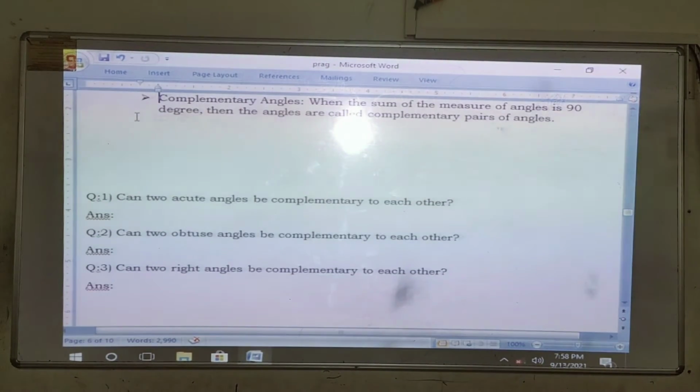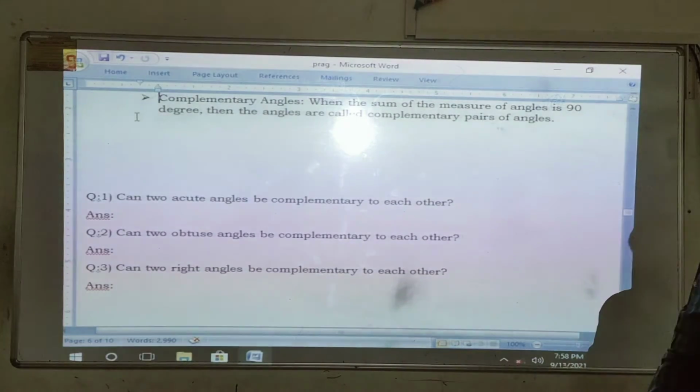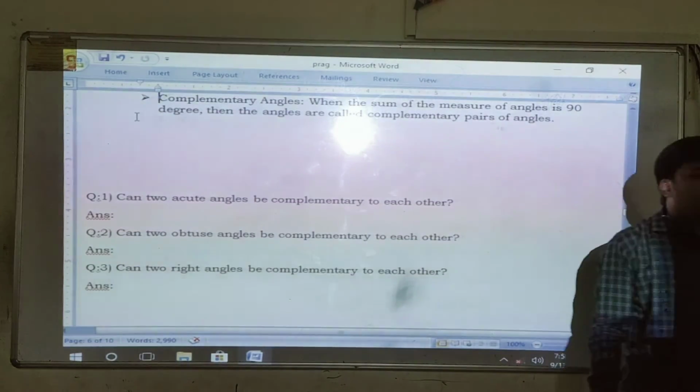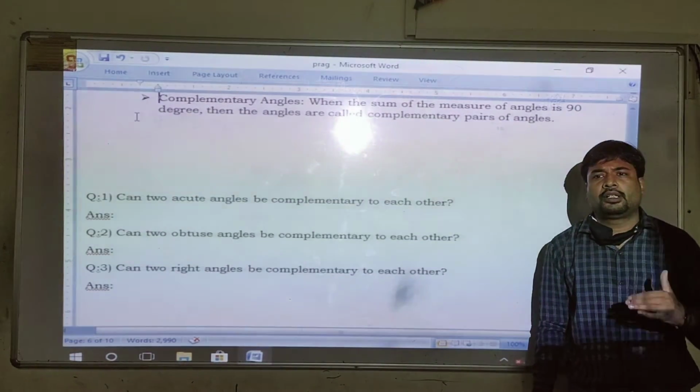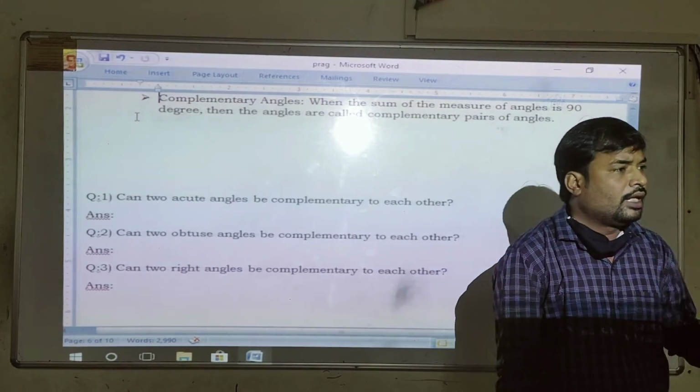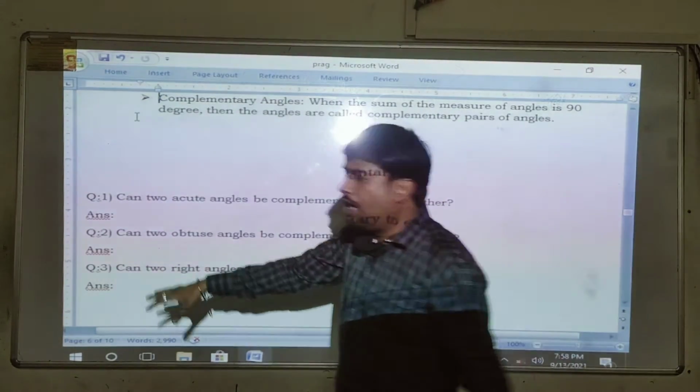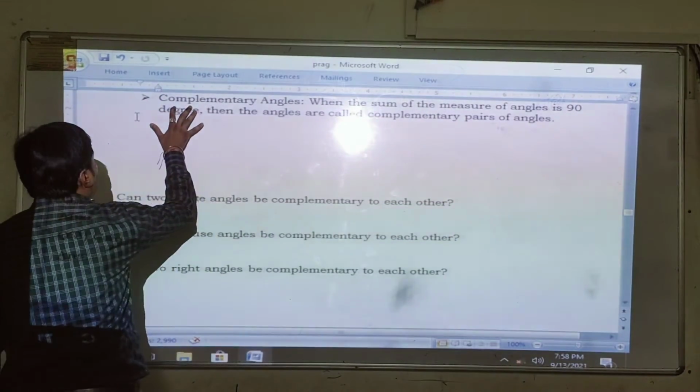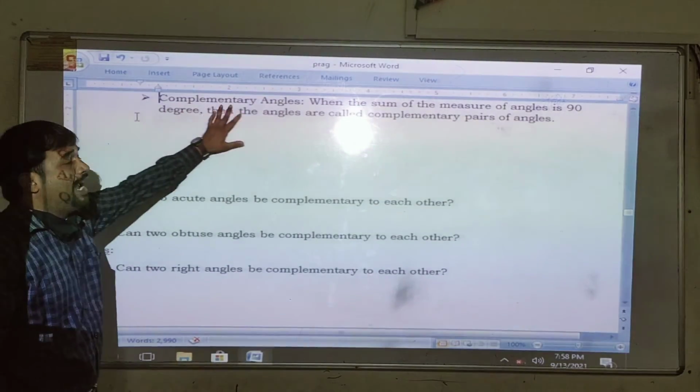Now the main concept that we are going to learn is about complementary angles. Now our real chapter starts, lines and angles. Understood? The first topic that we are going to learn is about complementary angles.